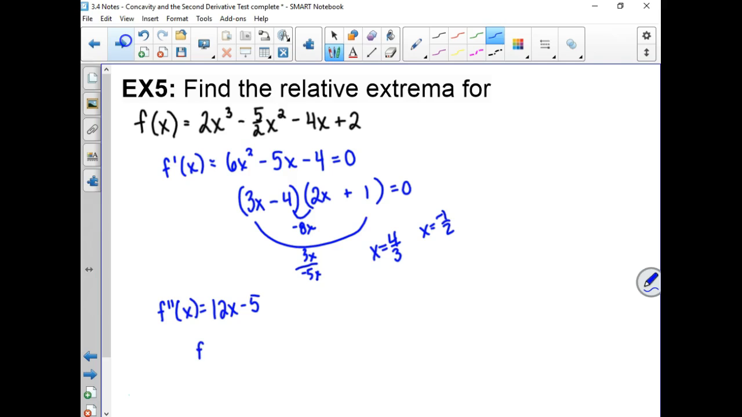So f double prime of 4/3 would be 12 times 4/3 minus 5. I don't even really care what that is. I know 4/3 is bigger than 1, so that's going to be bigger than 5, right? So this is positive. And then f double prime of -1/2 is going to be 12 times -1/2 minus 5. And that's going to turn that to a negative. Minus a negative will give us a negative there.